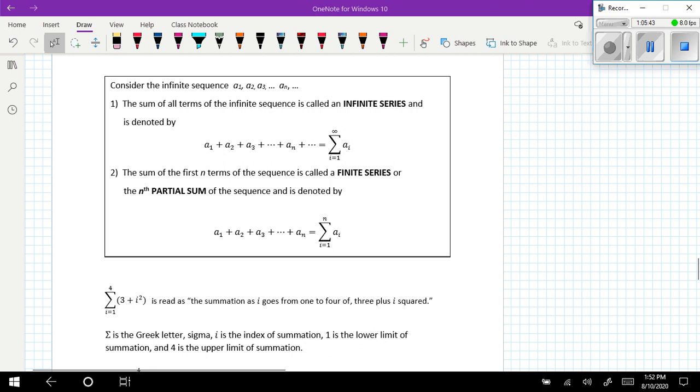Okay, we are going to consider the infinite sequence a sub 1, a sub 2, a sub 3, dot, dot, dot, a sub n, dot, dot, dot. Infinite, of course, because of this dot, dot, dot going on here.